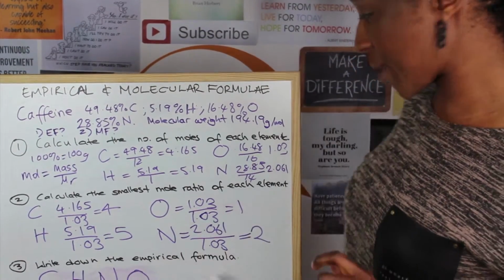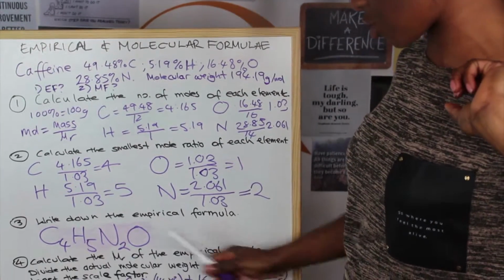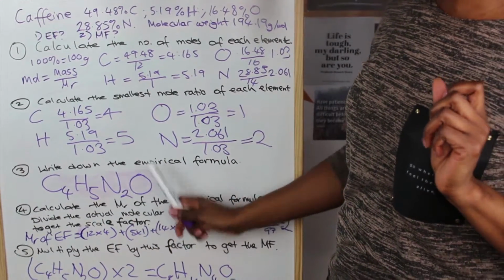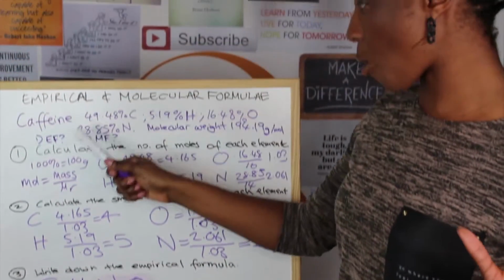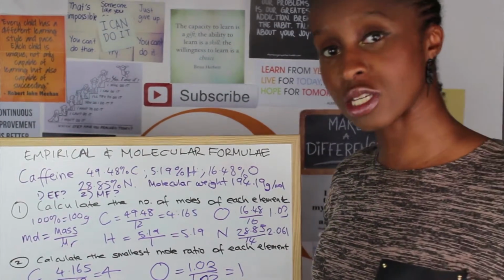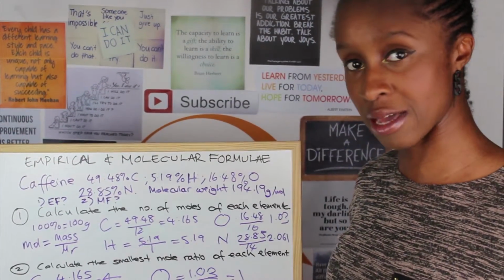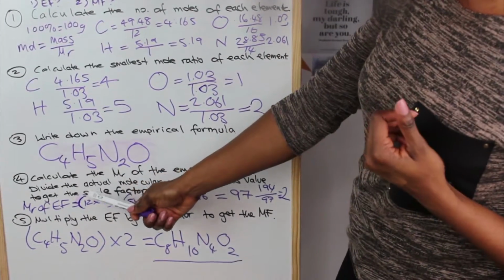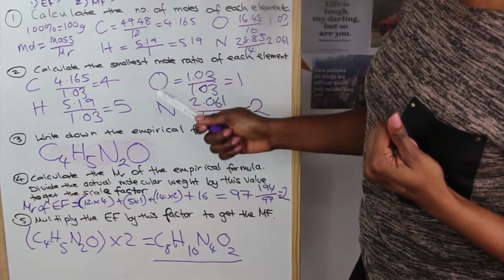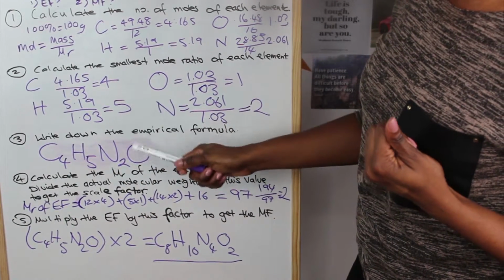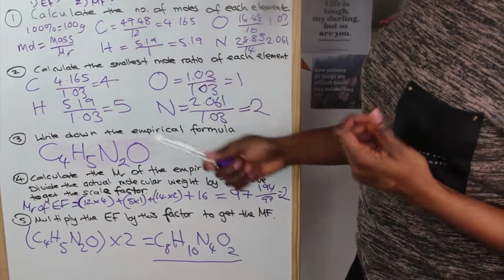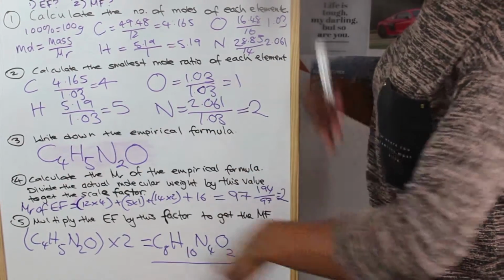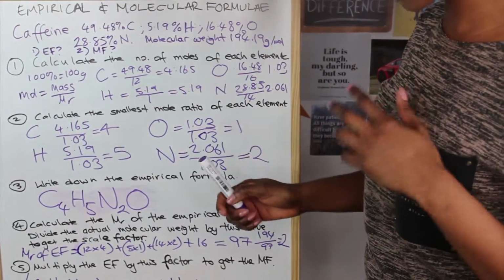Therefore, your empirical formula, which is step 3, so now you can actually write this down, is C4H5N2O. Job done for part 1, which is calculating the empirical formula. Now we're going to look at how we calculate the molecular formula, which takes us to our final 2 steps. Step 4 is to calculate, first of all, the molecular weight of the empirical formula, because that will give us a factor by which we have to multiply through the empirical formula to get our molecular formula. What I mean by that is this.